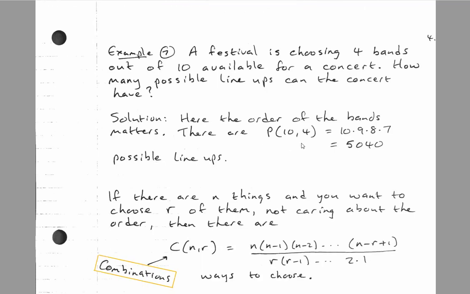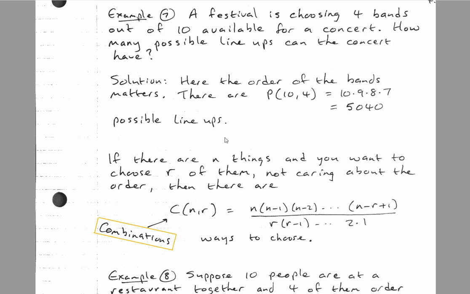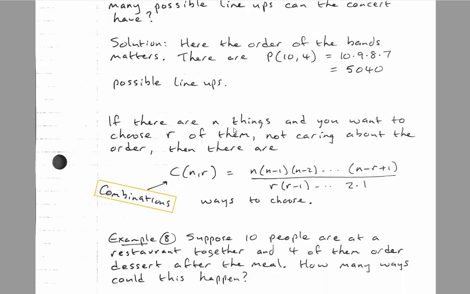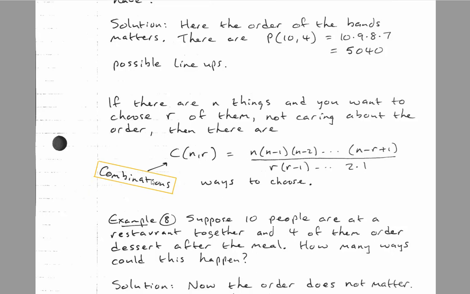All right, so that's permutations. Now the other situation, you have n things, you want to choose r of them, but you don't care about the order. Then that's called a combination number, C(n, r), or n choose r. So it's the same permutation number on top, but then you just divide by the number of ways to permute those r things.